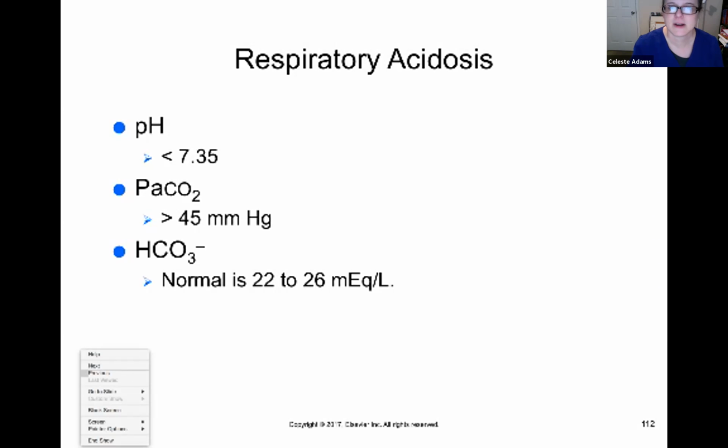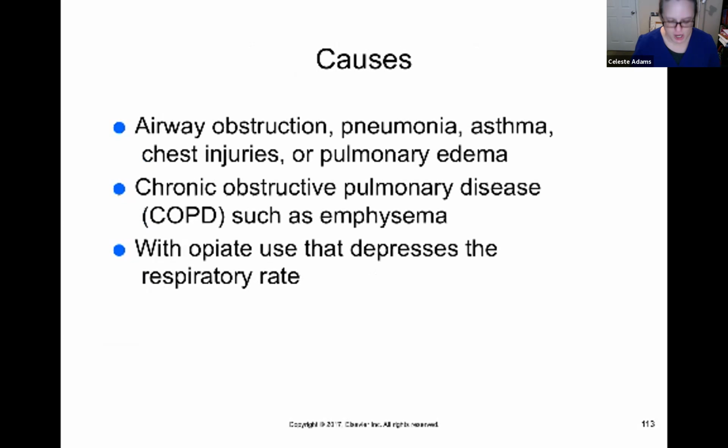Very good, guys. Some causes of respiratory acidosis: airway obstruction, pneumonia, asthma, chest injuries, or pulmonary edema. Anything that's going to hold on to that CO2 and make that CO2 go up is going to cause respiratory acidosis.